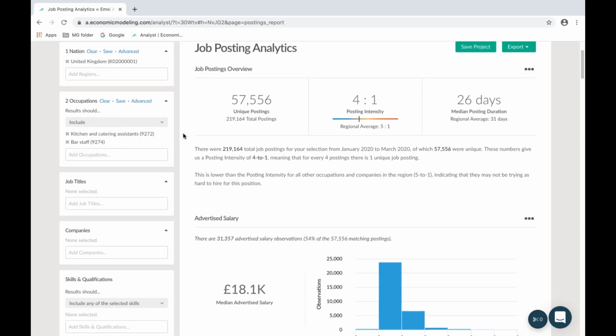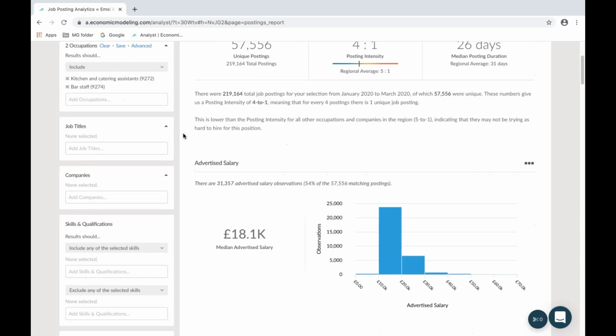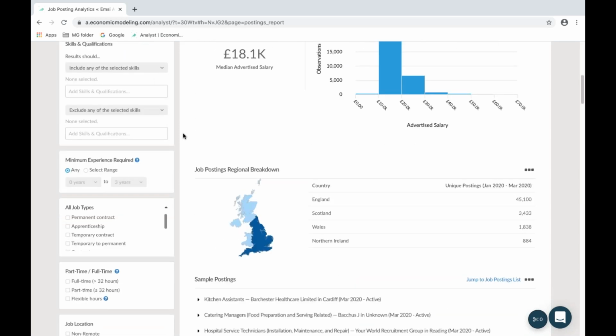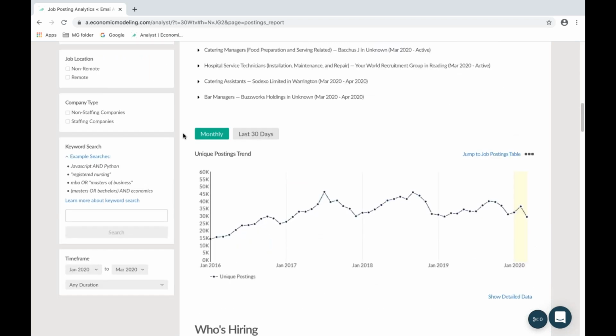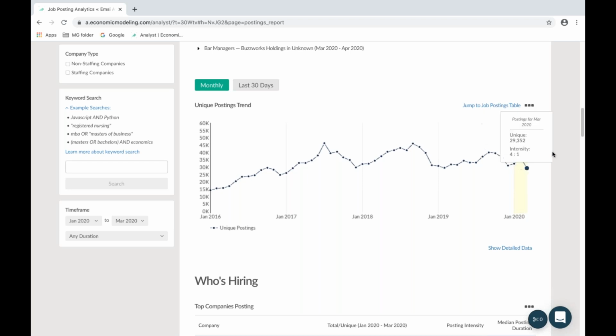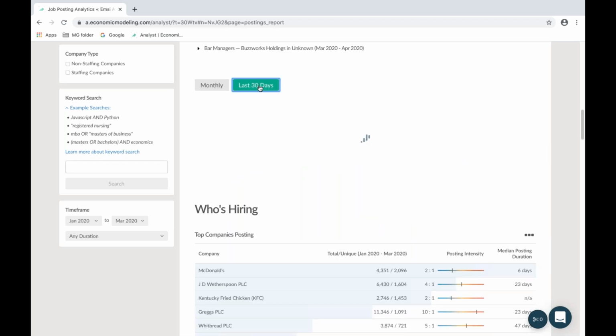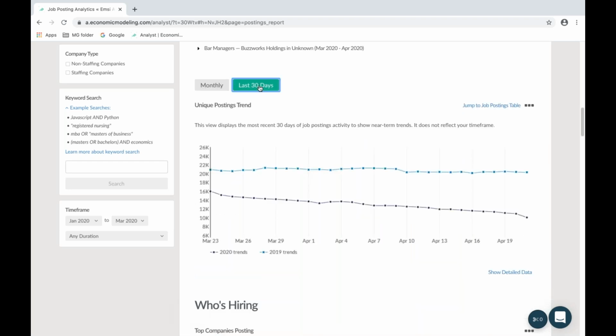In terms of the geography, we're looking at United Kingdom. And then as we go down, you'll be able to see how those jobs are distributed. And then we can come to looking at the last month. And we can also look at the last 30 days. Obviously, this has been really useful. And obviously, this is compared with the light blue line, which is 2019. So we've seen a 50% drop, if I'm reading that correctly.